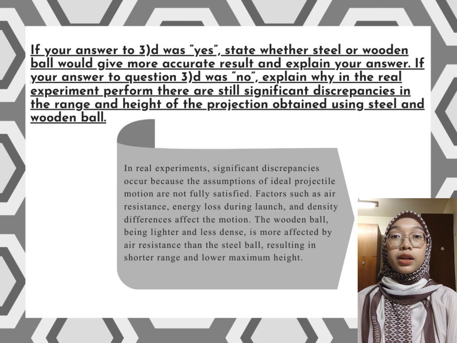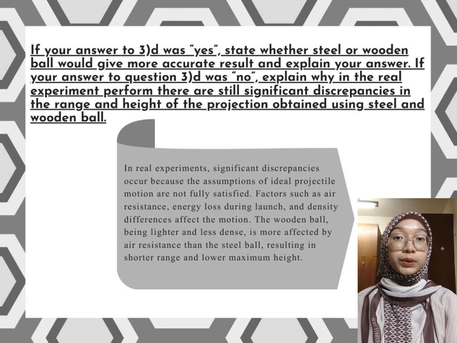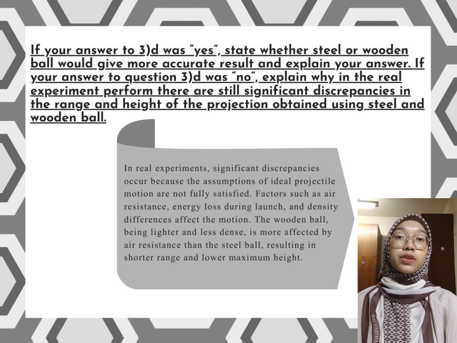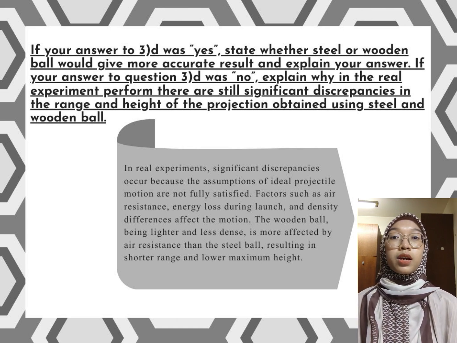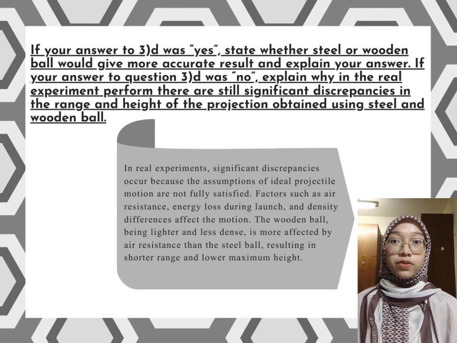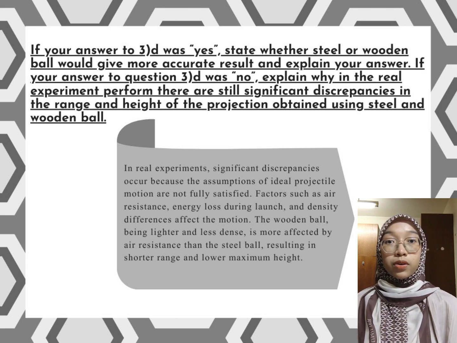For the last question, if my answer to the question of 3D was no, explain why in a real experiment there are still significant discrepancies between steel and wooden balls. Well, in a real-life experiment, significant discrepancies occur because the assumptions of ideal projectile motion are not fully satisfied. Factors such as air resistance, energy loss during the launch, and density difference affect the motion. The wooden ball, being lighter and less dense, is more affected by air resistance than the steel ball, resulting in shorter range and lower maximum height.